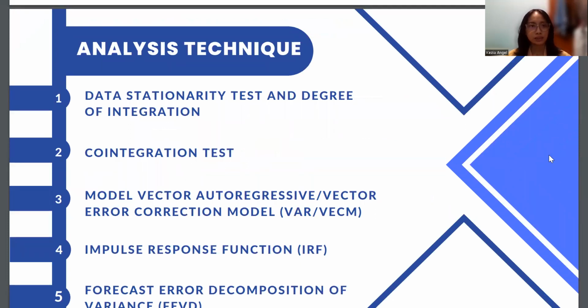Next is analysis technique. So there are 5 techniques that I used in this research. The first one is the stationary test and degree of integration. Second one is co-integration test. The third one is vector autoregressive or vector error correction model, or VECM. The fourth one is impulse response function, IRF. The fifth one is forecast error variance decomposition, FEVD.